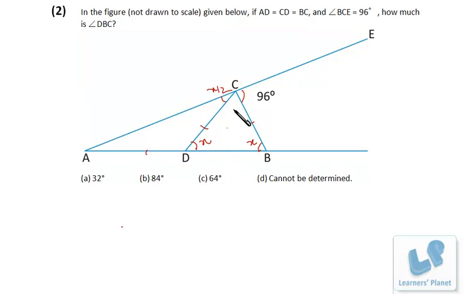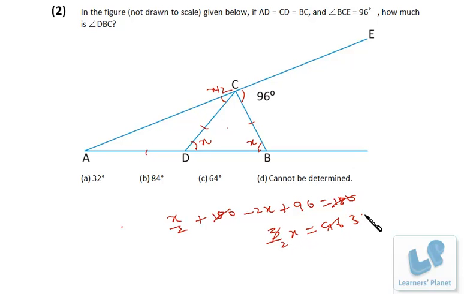And this angle is actually 180 minus 2x. So X by 2 plus 180 minus 2x plus 96, that is this complete angle. This is X by 2, this is 180 minus 2x, and this is 96. That should be equal to 180, because this is a straight line, so the complete angle should be 180, right? So 3 by 2 X is 96, so X is 64 degrees, as simple as that, right?